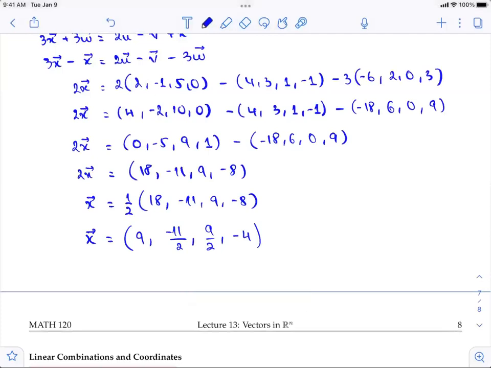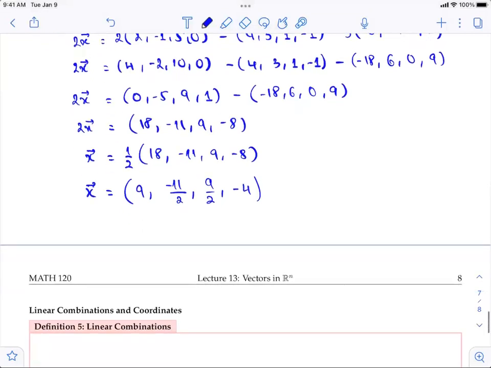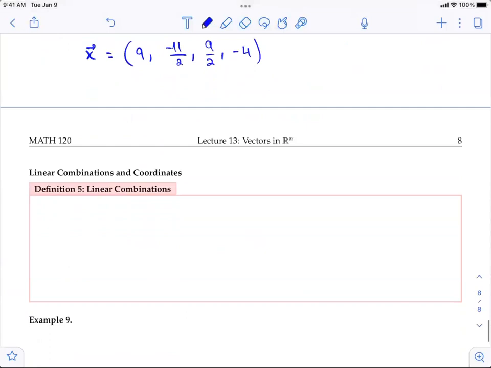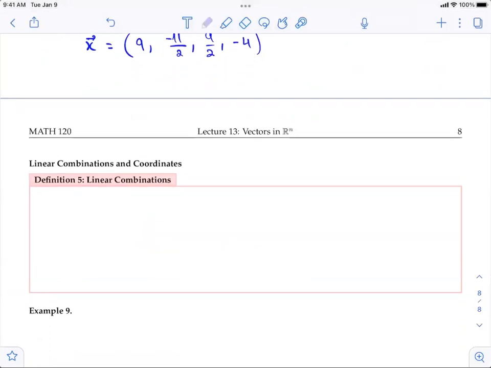So moving on to the last part of the lecture, we're going to briefly talk about the concept of linear combinations. And can you get rid of the coordinates as well, please? So just talk about linear combinations. Again, we're going to revisit this type of concept later on in the course.